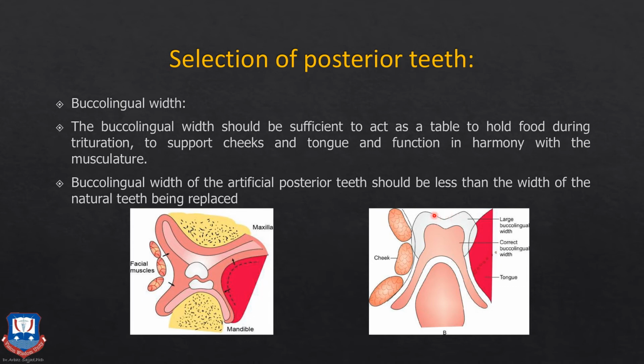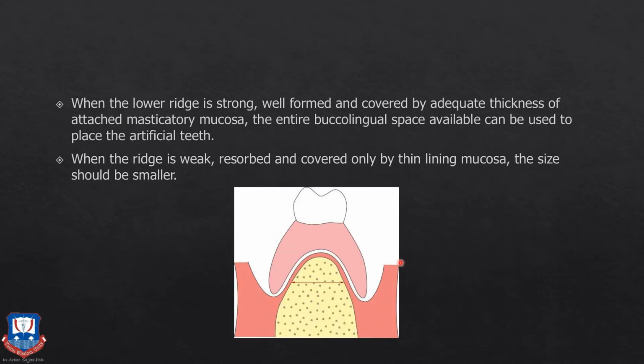So if this is the natural tooth contour, the artificial tooth should be smaller than the natural tooth being replaced, for the stability of the denture, as well as the fact that if a patient has been edentulous for a long time, the tongue grows in size and the cheeks lose their tonicity, thereby reducing the corridor where the teeth need to be placed.